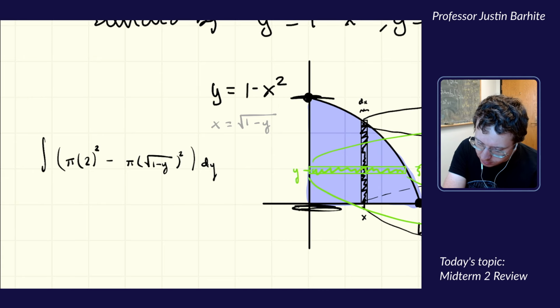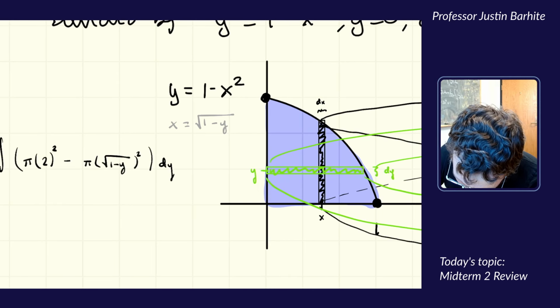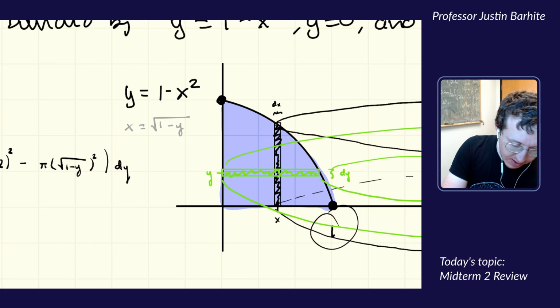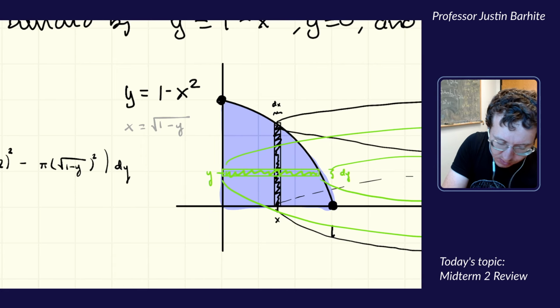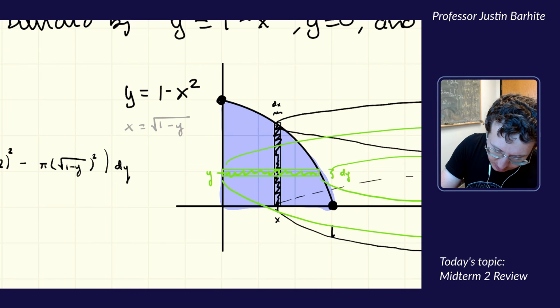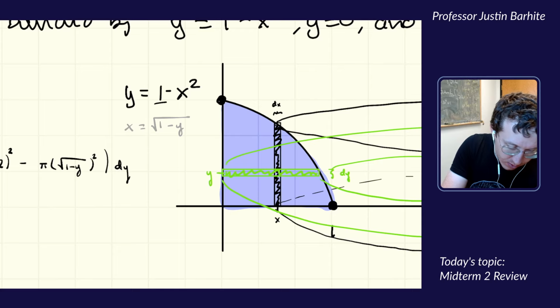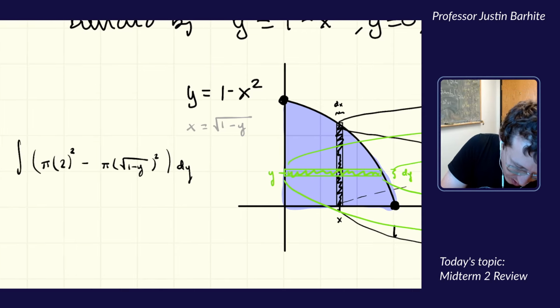This x value is labeled. The y value wasn't labeled here, but you have an equation. Just plug in x equals 0, and you get 1 minus 0. So the y value is 1.